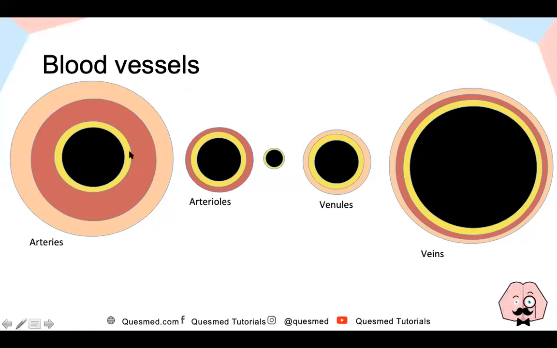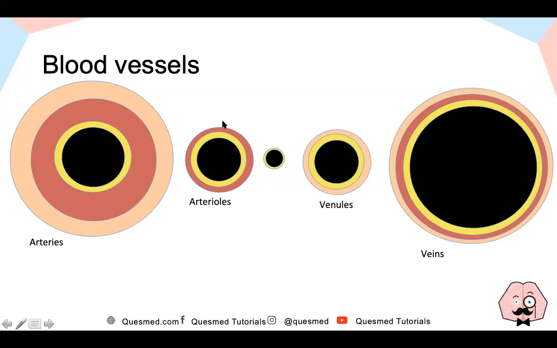You'll notice that the arteries have much thicker layers of these. That's because the arteries are a much higher pressure system. So they need to be able to regulate the blood pressure to stop huge swings in blood pressure, which we don't really want, and also to be able to control where blood is going.